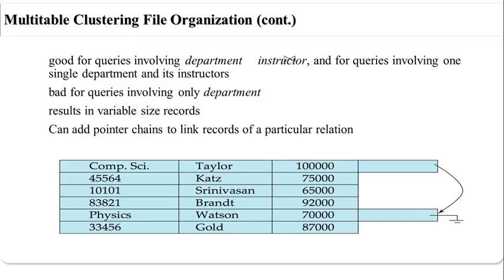Multi-table clustering file organization is good for queries involving the department and instructor join, and for queries involving one single department and its instructors. Bad for queries involving only department. Results in variable size records; can add a pointer chain to link records of a particular relation.